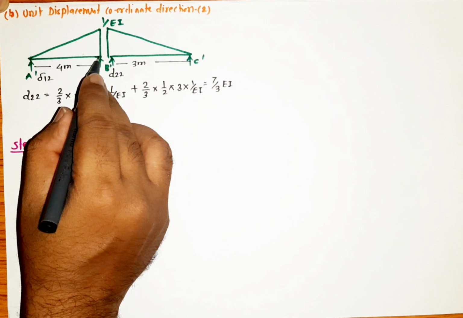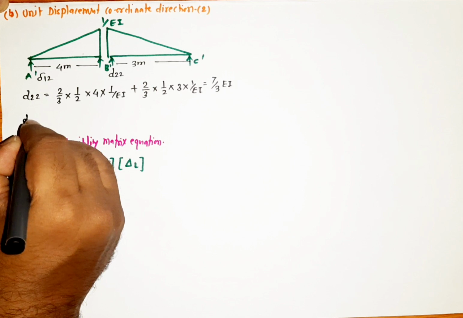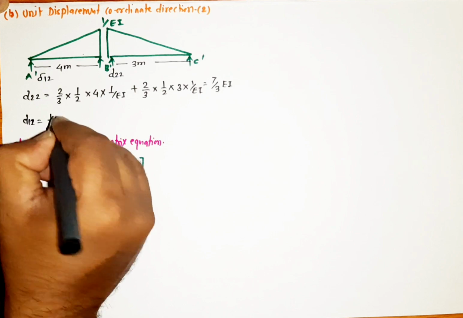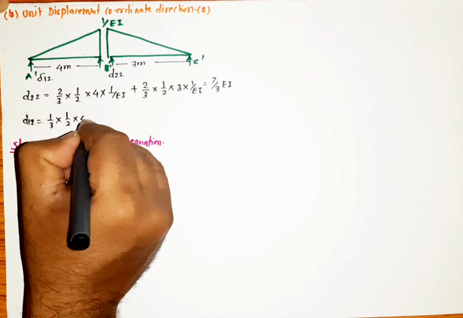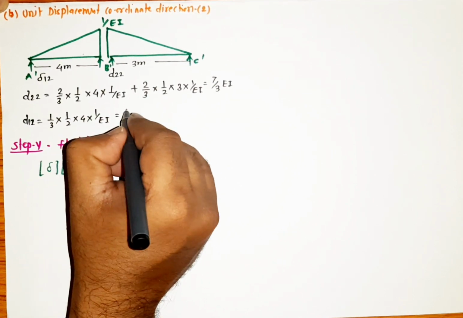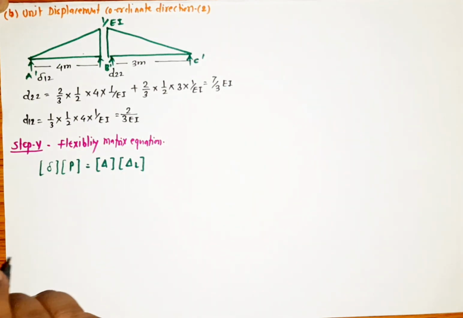Kindly remember, whenever you are solving, at this point it will be 2/3 and at this point it will be 1/3, and delta 1 2 at this point it will be 1/3 of 1/2 base into height, which is 1 upon EI. So ultimately it goes to 2/3 of EI. So we calculated the values for delta 1 1, delta 1 2, delta 2 2 and delta 2 1. Here delta 1 2 and delta 2 1 are the same.